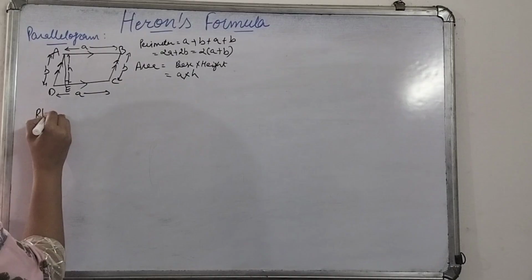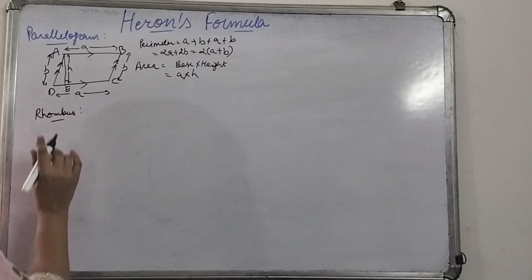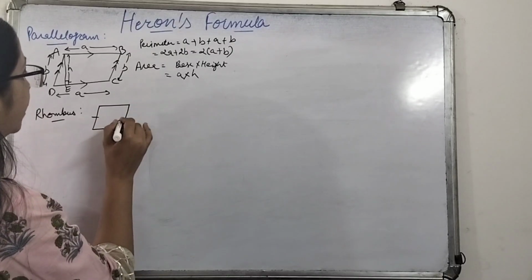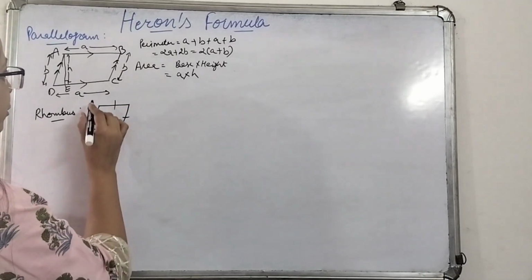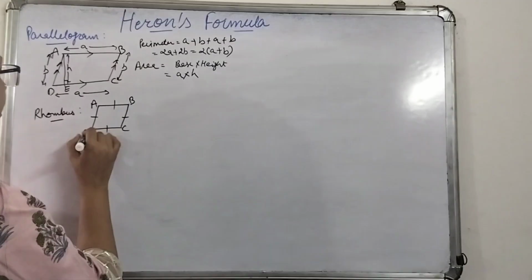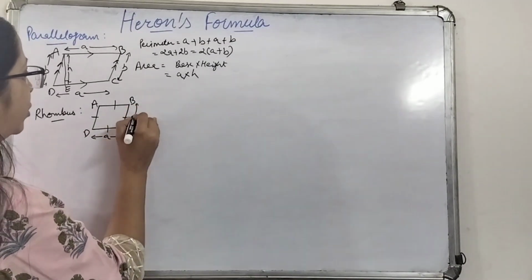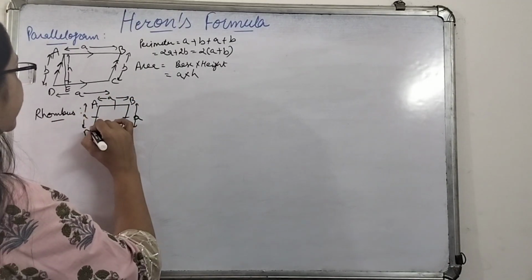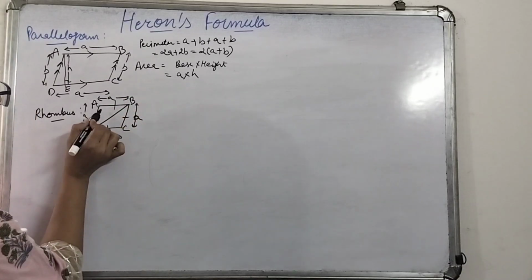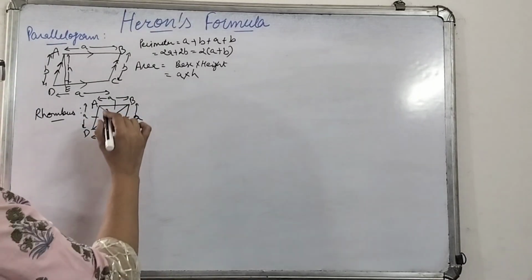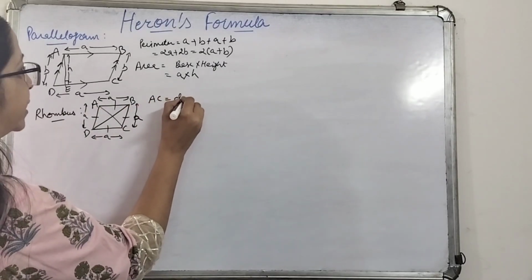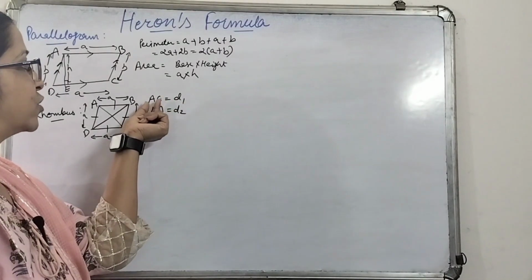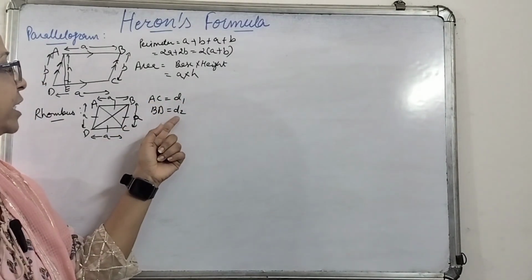Now coming to the rhombus. What is a rhombus? A rhombus is a special type of parallelogram in which all four sides are equal, but the angles are not 90 degrees as in the case of a square. So if ABCD is a rhombus, all four sides will be of equal measurement. If it is A, all will be A only. And these are the diagonals: AC and BD are the diagonals. Suppose AC is diagonal D1 and BD is diagonal D2. D1 is the measurement of the diagonal AC and D2 is the measurement of the diagonal BD.